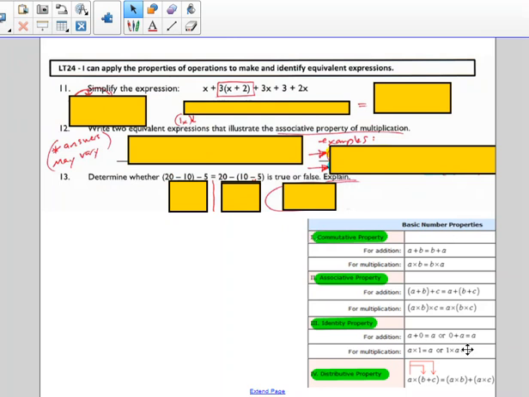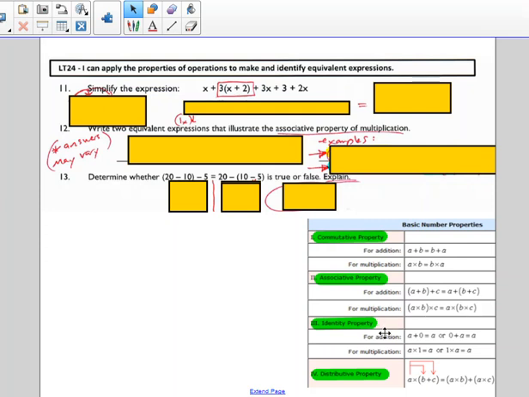So what I put down here was a reminder of some of the basic number properties. The commutative property, that's where you can switch your values. It doesn't affect your answer. It works for addition and multiplication. The associative property is where you can kind of associate different numbers together and still get the same answer. That also works for addition and multiplication.